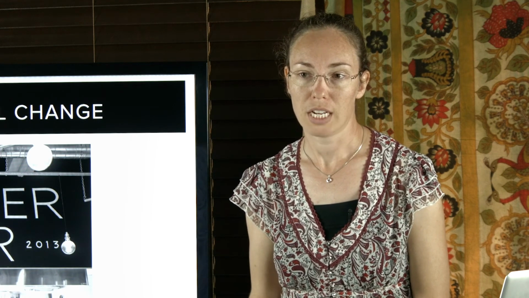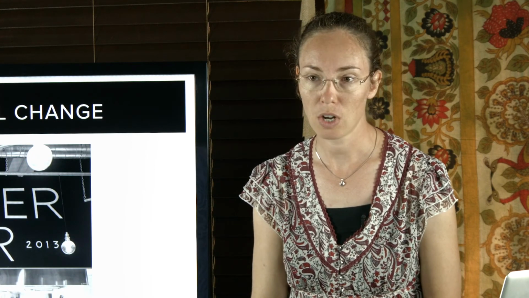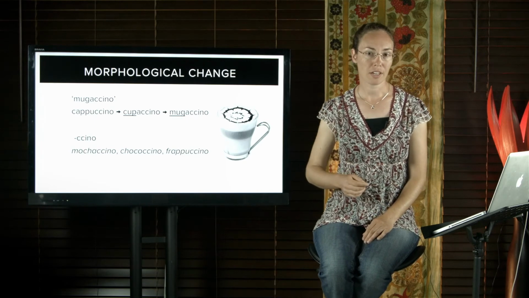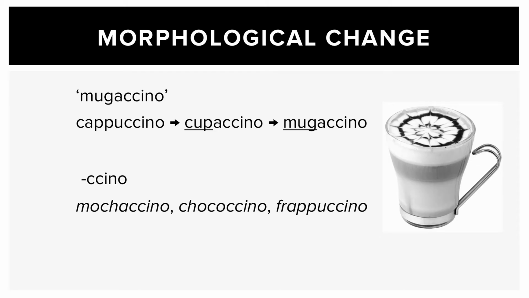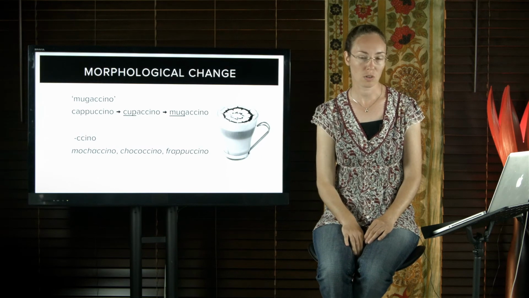Another example of reanalysis is the word mugguccino, meaning a mug of cappuccino coffee. The noun cappuccino originated in the 1940s from the Italian and means coffee made with milk that has been frothed up with pressurized steam. It comes from the Italian word capuchin because its colour represents that of a capuchin's habit, which was a friar belonging to a branch of the Franciscan order.